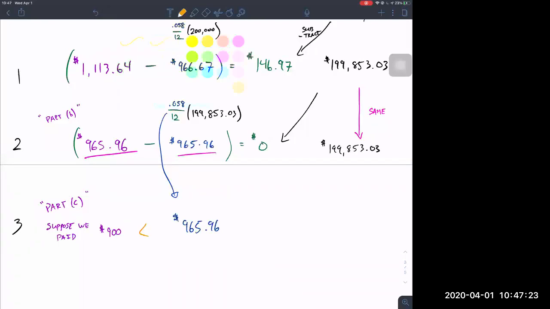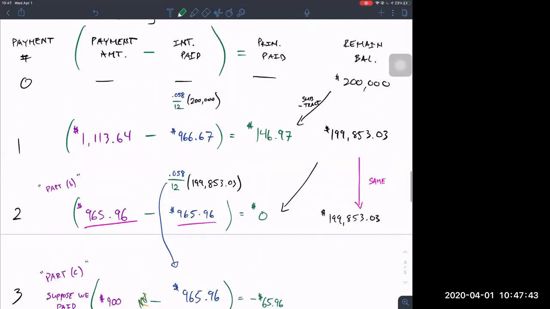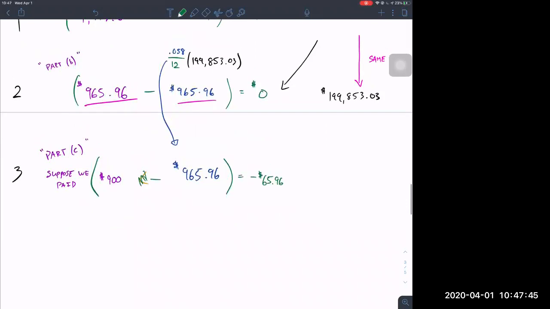So what happens now? Now in green, we subtract. So I'm going to get rid of this. We're going to subtract. What happens? We get a negative number, $65.96. But what does it mean to be negative when we're in the principal paid? Well, that doesn't make sense. How can I pay my principal negatively?